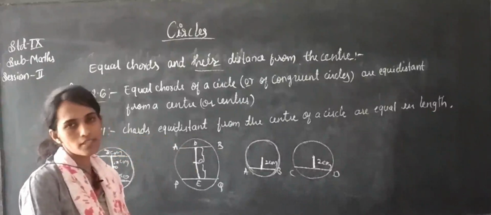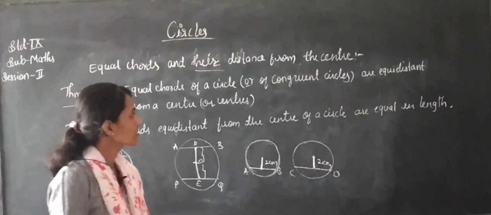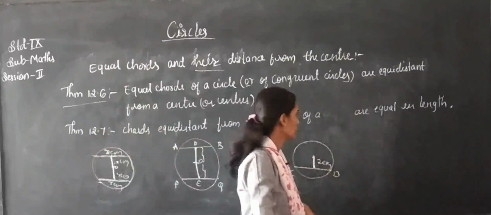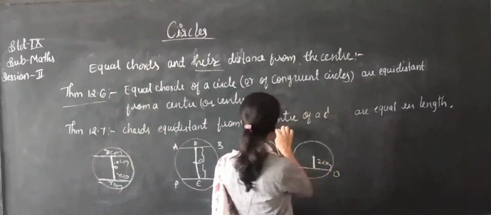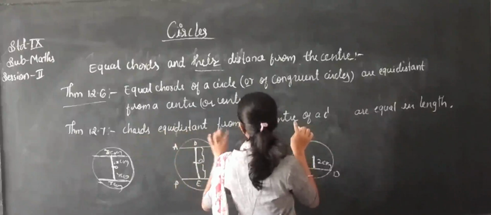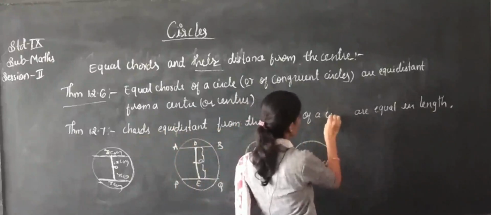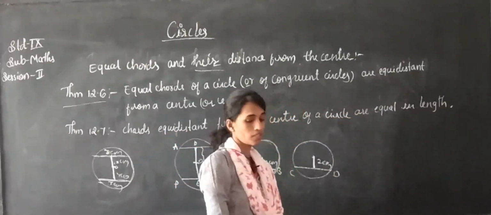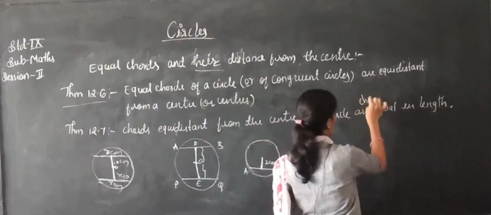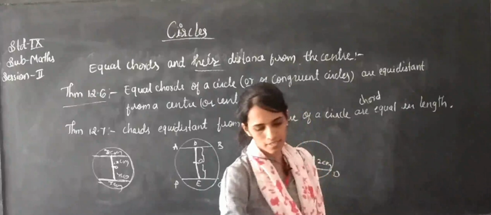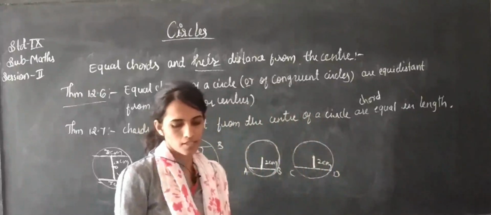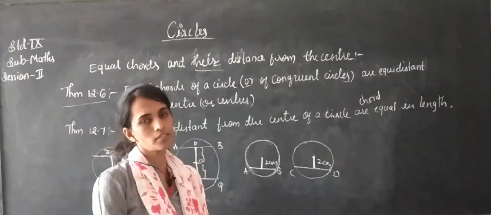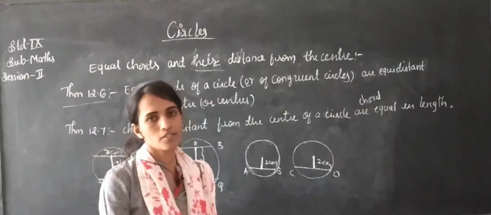Chords equidistant from the center of a circle are equal in length. Sorry, I forgot to write that one. Circle chords are equal in length. So if they are equidistant from the center of the circle, then the chords are equal in length.